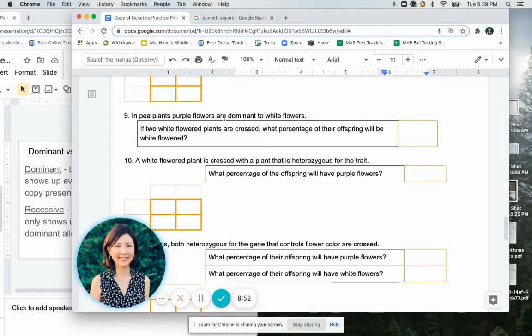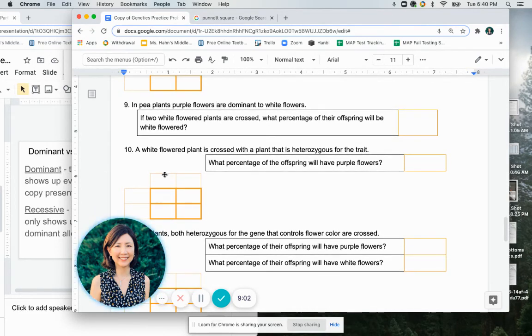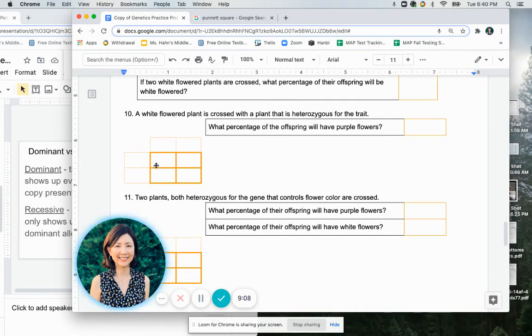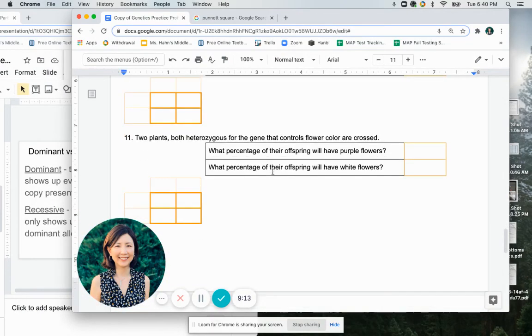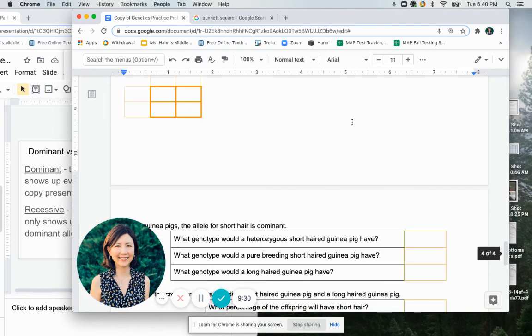So we're going back to the purple and white. So purple is going to be a big P, white is going to be a little p. So it's saying a white plant. So you have to figure out what the genotype for that white plant is and put it here. And then it's crossed with a plant that's heterozygous. So that plant is going to go here. Okay, and then here, 2 plants heterozygous. So both of them are going to have a big and a little allele. And we're still talking about purple, so it's going to be big P's and little p's.